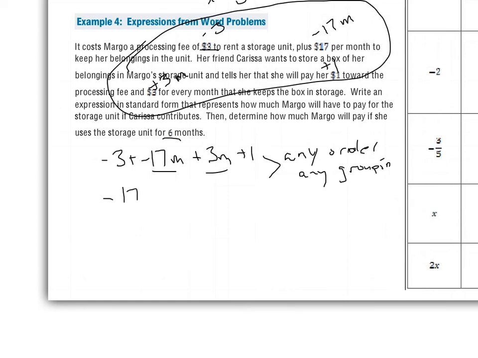Is negative 17m plus 3m plus negative 3 plus 1. So looking at this, combining the m terms, negative 14m, plus combining the constants, negative 2. So this is combining like terms.